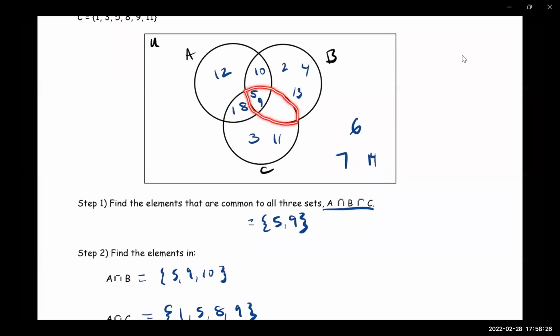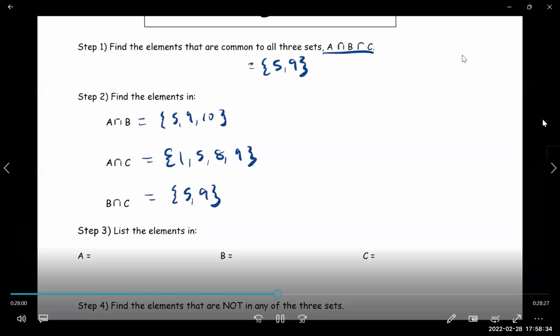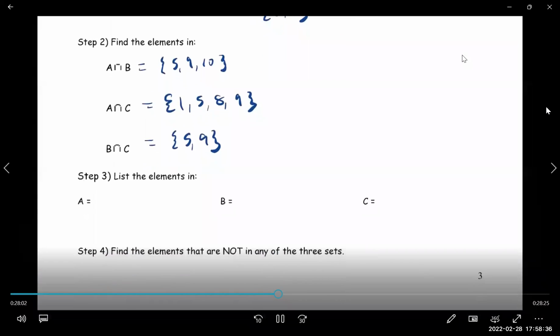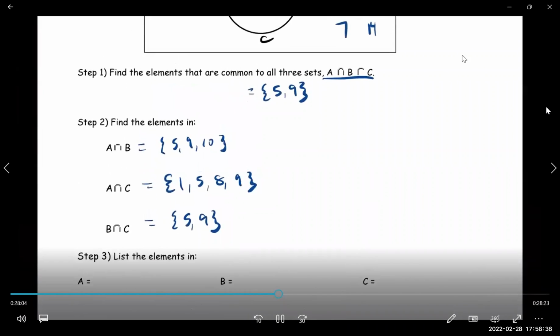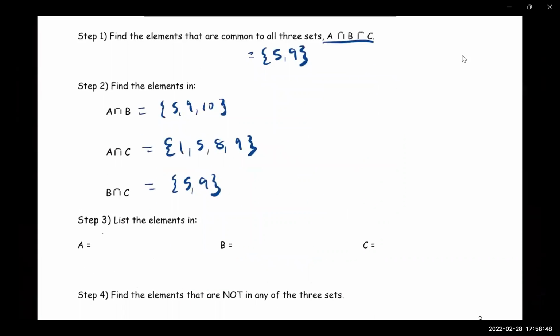All right, what's common between B and C? That region, which would be 5 and 9, right? 5 and 9. All right, and then list all the elements in A. All the elements in A would be all these: 1, 5, 8, 9, 10, 12.